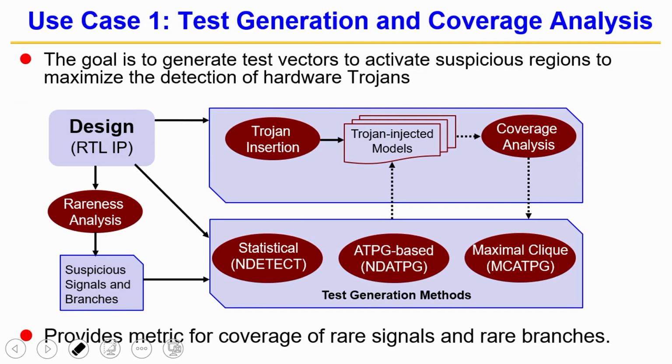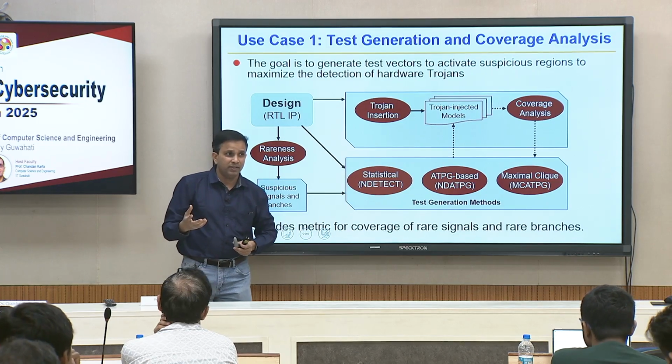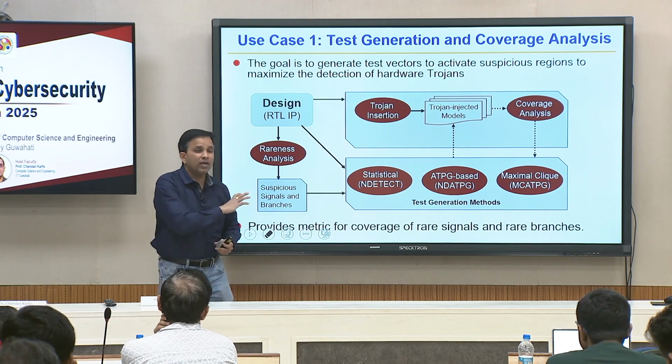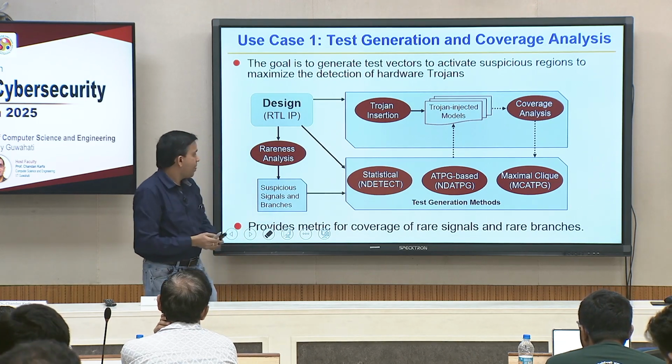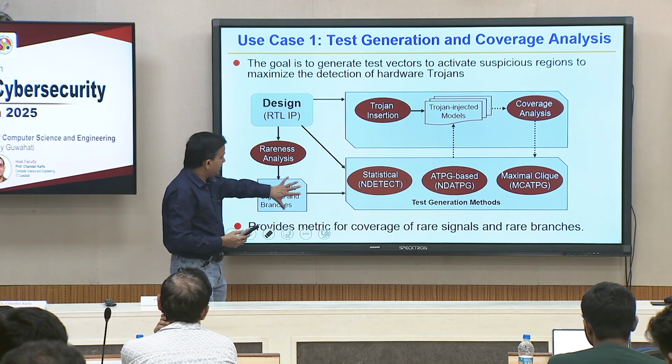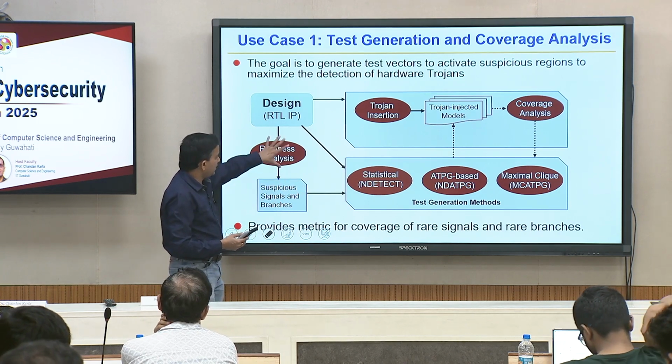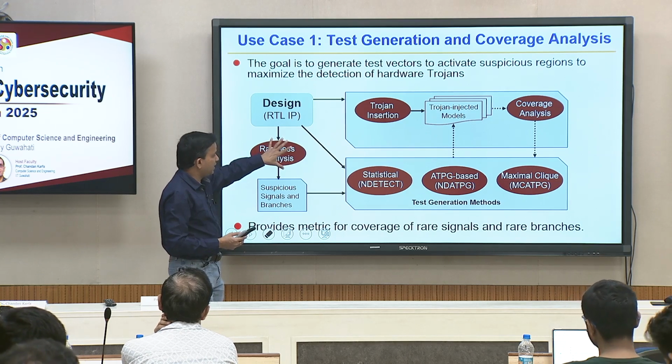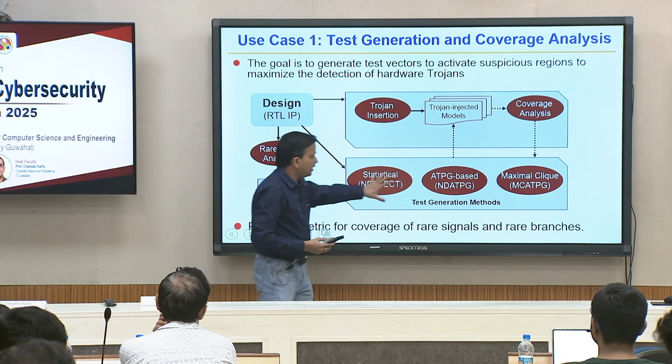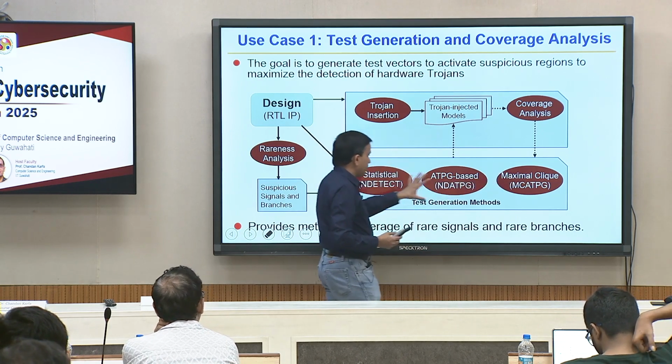Just to recap, you have a design and then you do some rareness analysis to identify where the attackers are likely to hide. If your threat model is wrong, everything else is wrong. And once you know where the attacker is likely to hide through static or dynamic rareness analysis, then you have a set of techniques which I am going to talk about today.